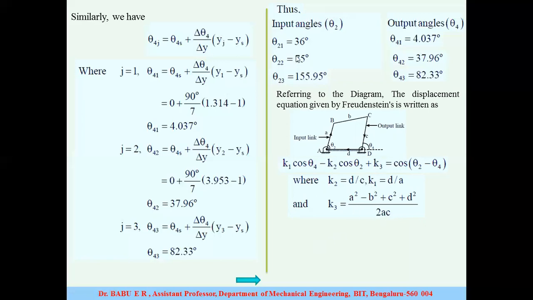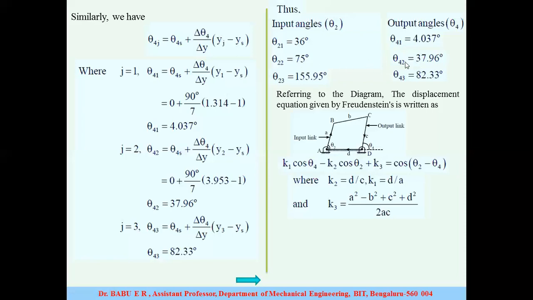Now you have to substitute the corresponding input and output angles. I already explained this equation in the previous problem. We have three input angles and three output angles, so you substitute the corresponding angles: theta 21, theta 41, theta 22, theta 42, theta 23, and theta 43. If you take the first position, theta 21 and theta 41, and substitute in this equation, you'll get one equation.